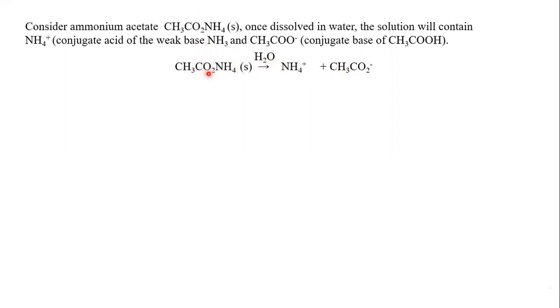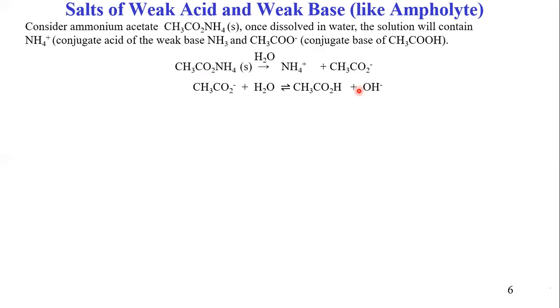Let's look at this example. Ammonium acetate in water, solid. It splits, becomes aqueous, and splits up into ammonium, and we all know that ammonium can react with water because it's not a spectator ion. And into the acetate, and we all know that this anion can react with water because it's not the conjugate of a strong acid. So let's look at each of those reactions separately.